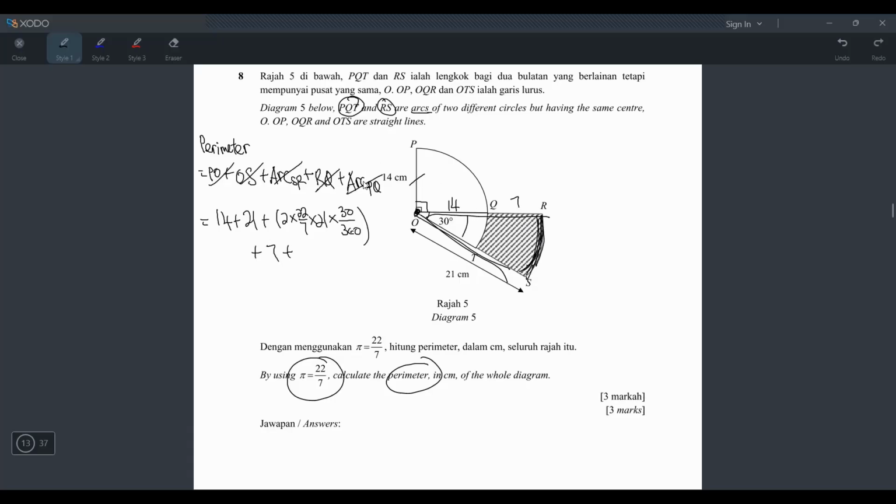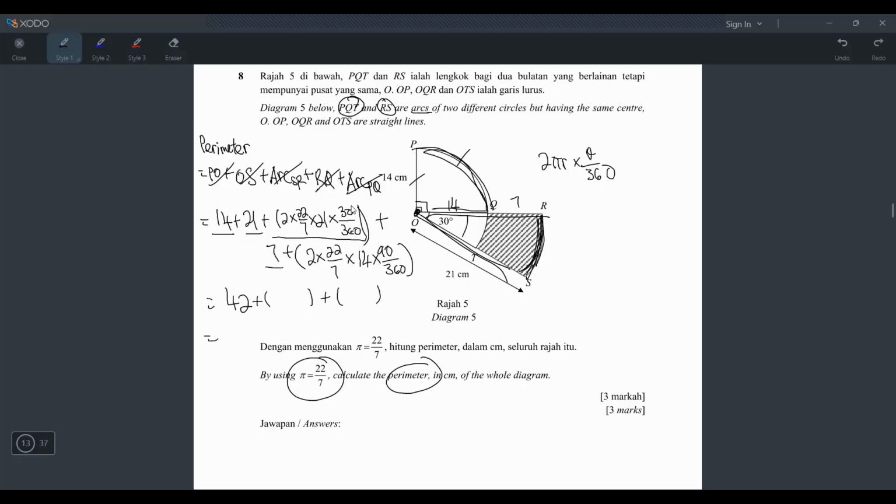Okay, and then the last one use the same formula. 2 pi r times angle over 360. But this time it's arc PQ. So it will be bracket 2 times 22/7 times the radius. For the PQ arc, the radius will be 14 and the angle will be 90 over 360. Okay, so first I will take 14 plus 21 plus 7, which is 42, because all these numbers can add together. And then this whole bracket, I will use the calculator and write here. And then this whole bracket also I will use the calculator and then write here.